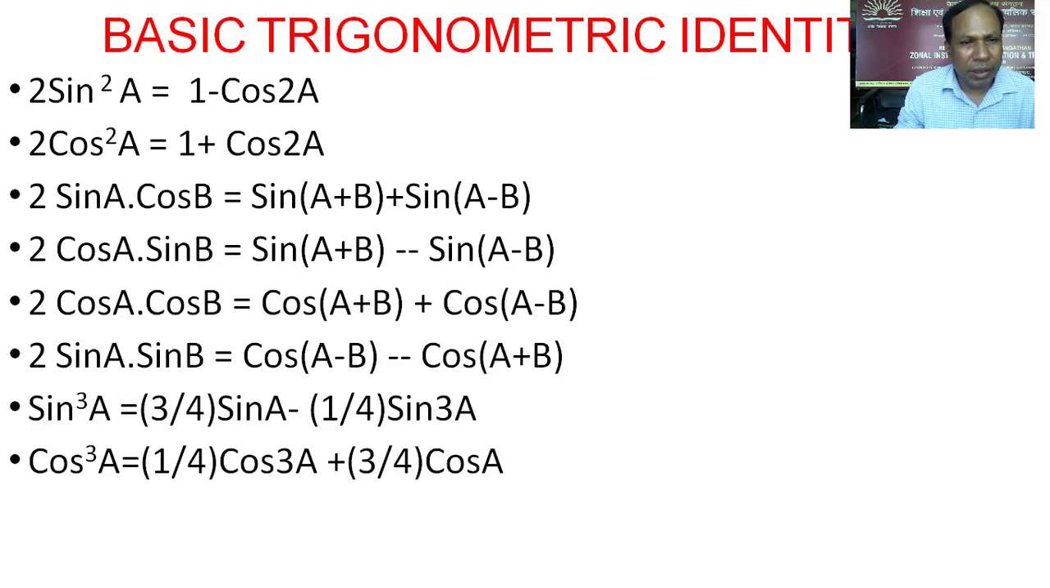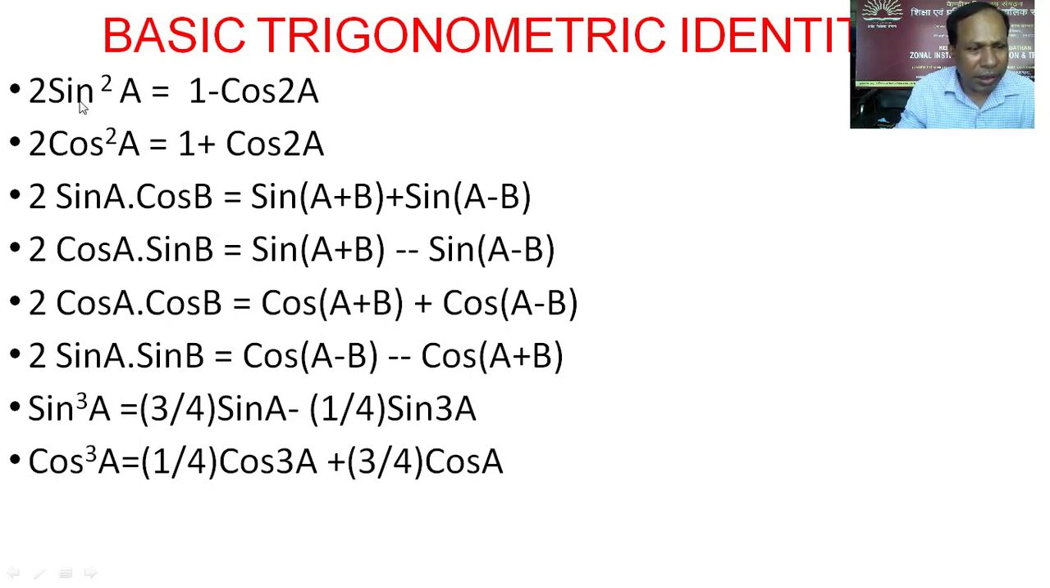So before we start this, let us first recollect some of the basic trigonometric identities which we have learnt in class 11. Whenever a particular trigonometric function is in the form of product, that means either in the square form or cube form, or it is the product of two trigonometric ratios, then how to express them in terms of sum or difference. So some of the basic identities like 2 sin square A is equal to 1 minus cos 2A, 2 cos square A is equal to 1 plus cos 2A.